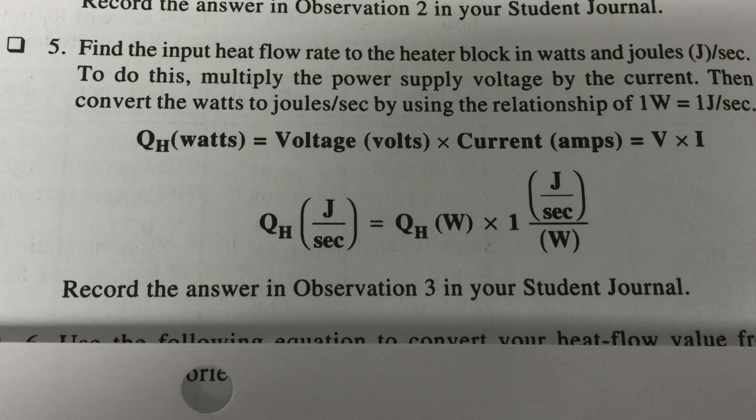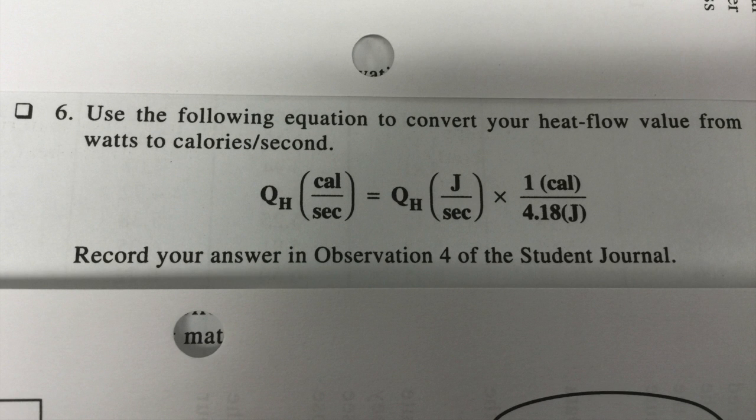Use the following equation to convert your heat flow value from watts to calories per second. You're going to be multiplying your heat flow value times 1 and dividing it by 4.18 joules. Record that in your data table. The last calculation is to get the thermal resistance by dividing the change in temperature by the heat flow rate, and record that in your data table. Then you have some questions. You're going to answer questions 1 through 5 and submit your lab.